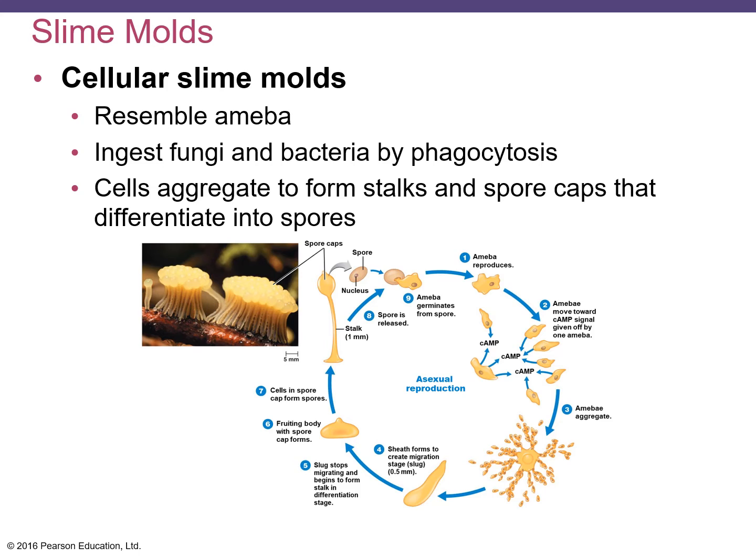This aggregation occurs because some individual amoeba produce the chemical cyclic AMP, or cAMP, towards which the other amoeba migrate. Some of the amoeboid cells form a stalk. Others swarm up the stalk to form a spore cap, and most of these differentiate into spores. When spores are released under favorable conditions, they germinate to form a single amoeba.